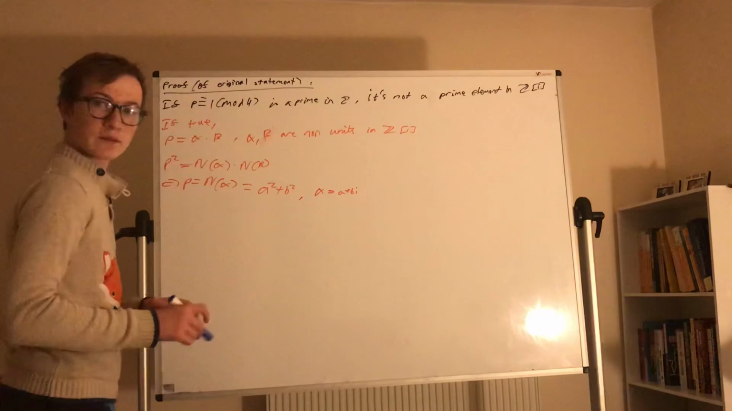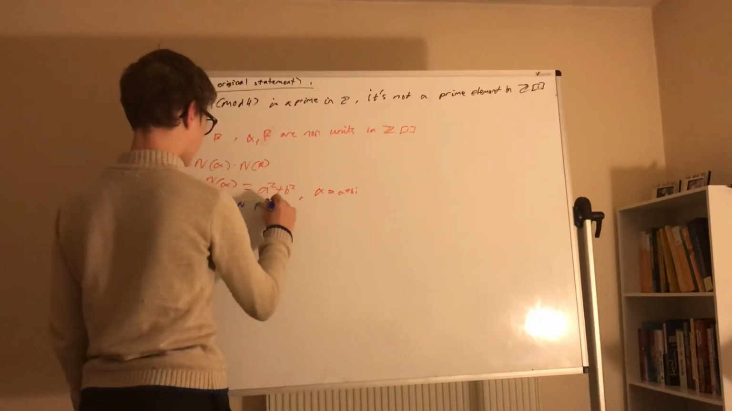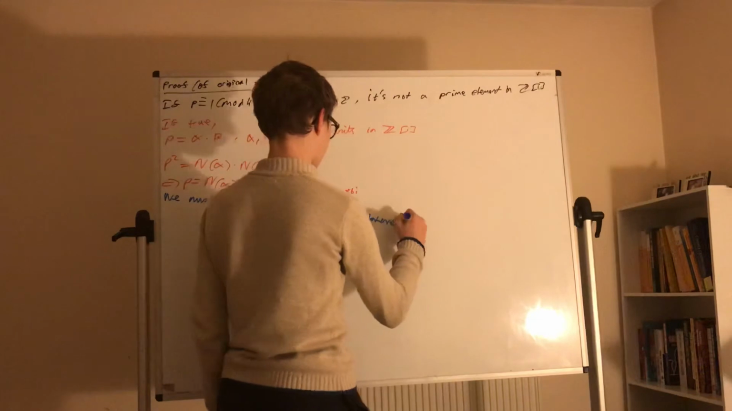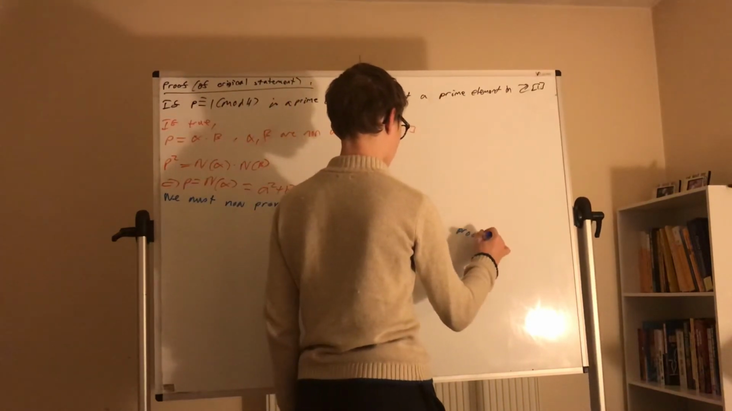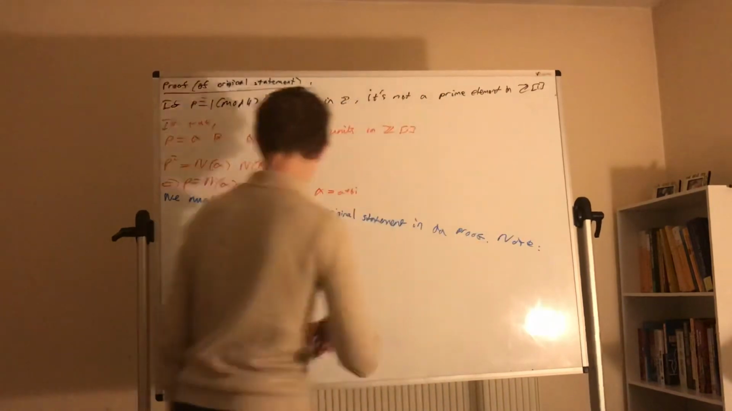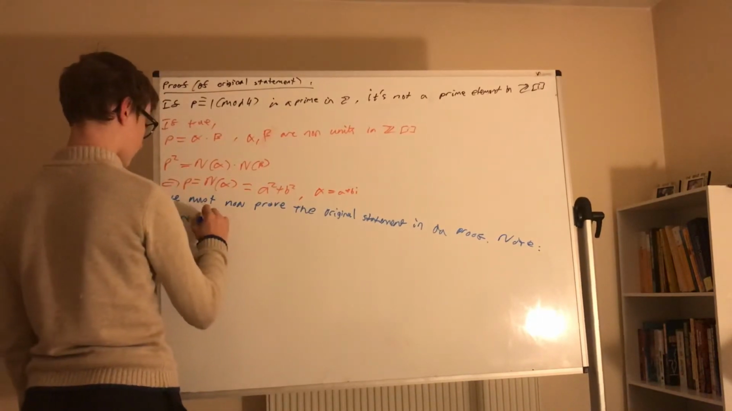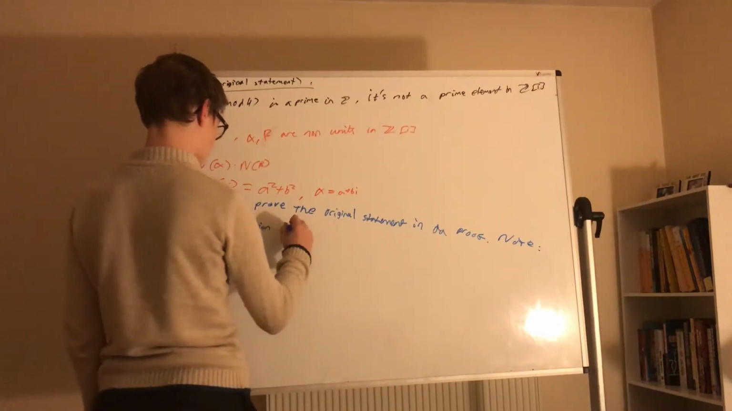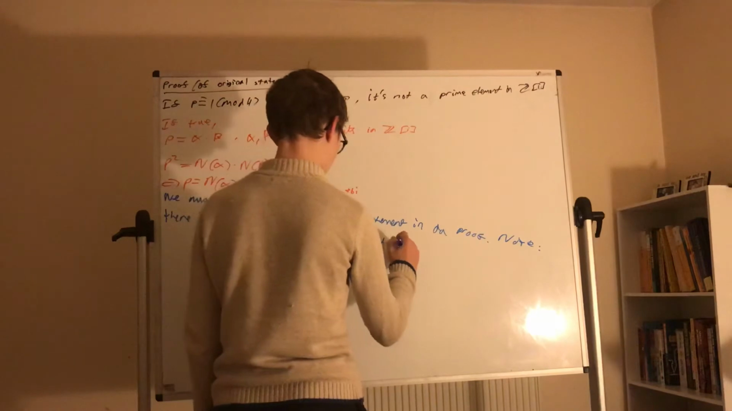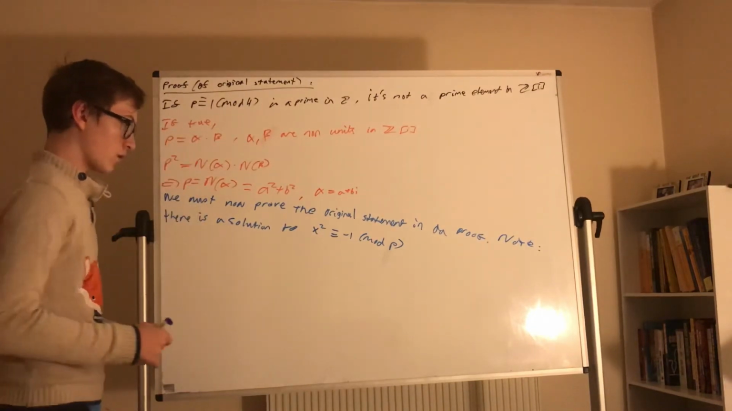So, alright, how should we do this? We must now prove the original statement in this proof. And to do this, note that there is a solution to x squared is congruent to negative 1 mod p, where again p is equal to 4n plus 1, right here.